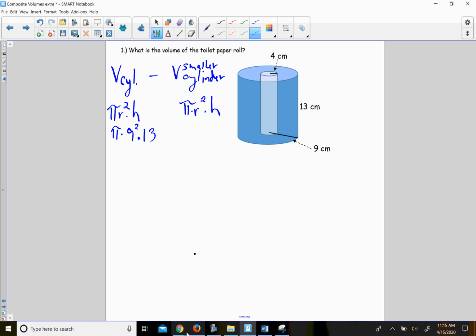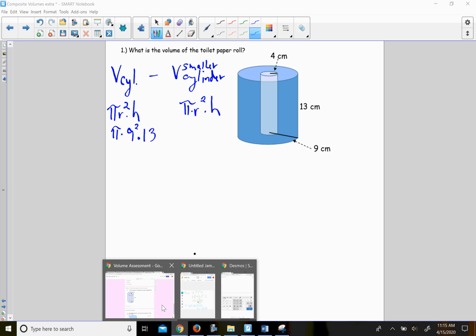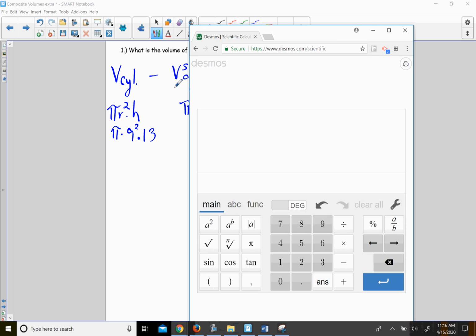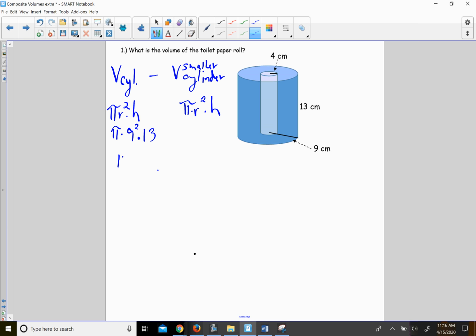From this point, I'm going to go grab my calculator, and I'm looking to find the volume in terms of pi. So I'm going to leave pi out of my calculator, so it's in my answer. I'm going to type in 9 squared times 13, and I will get 1,053. So this is going to be 1,053 pi. That's an exact answer. I didn't specify if you should round or not, so we're not going to do that.